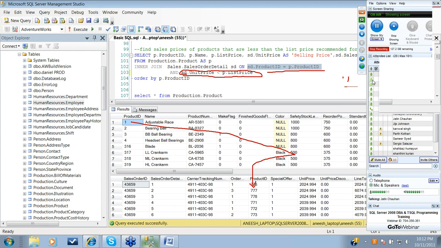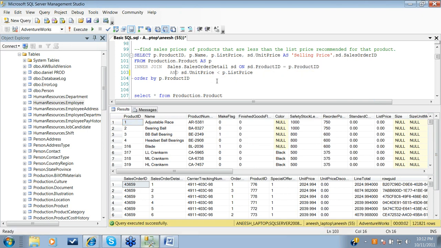Any other question? Can we use or? Yes, you can use or. So now you need to tell me what difference it makes.